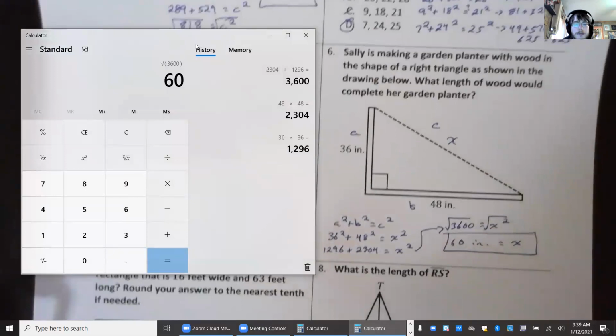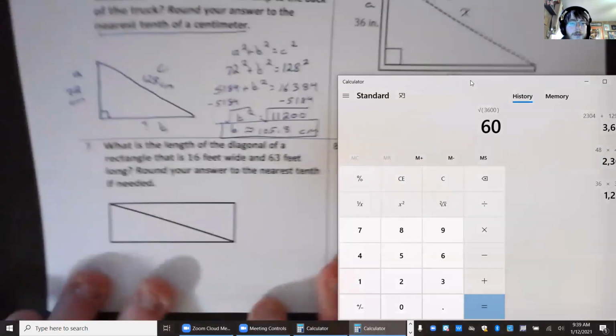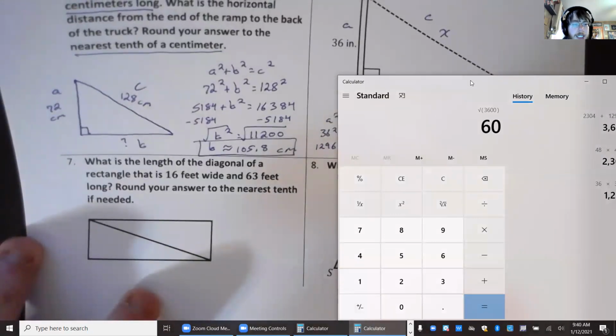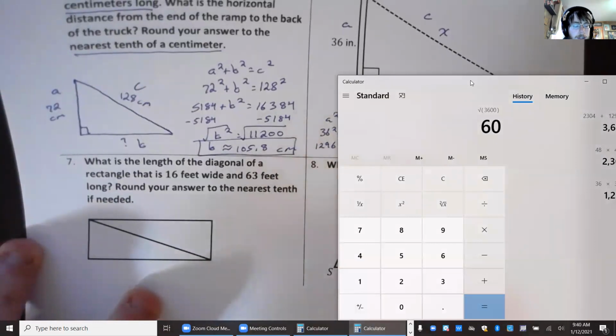All right, number 7. So we're on the last two here. Number 7, what is the length of the diagonal of a rectangle that is 16 feet wide and 63 feet long? Okay, so 16 feet wide, 63 feet long. And we're looking for the length of the diagonal.